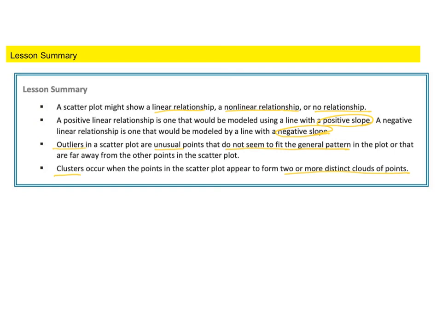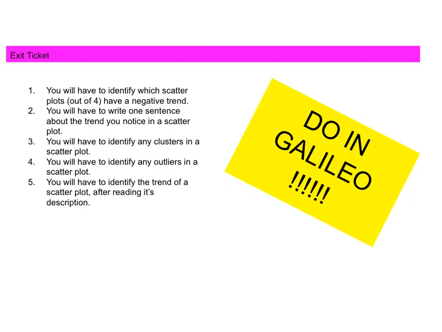Okay, let's go over what your exit ticket is going to look like in Galileo. All right, I don't have the actual questions here for you because they're in Galileo, but you're going to have to, for number 1, identify which scatter plot out of 4 has a negative trend. For number 2, you're going to have to write one sentence about the trend you noticed in a scatter plot. We did this a lot in our lesson. For number 3, you're going to have to identify any clusters in a scatter plot. Number 4, identify any outliers in a scatter plot.